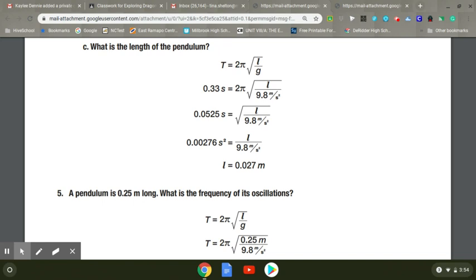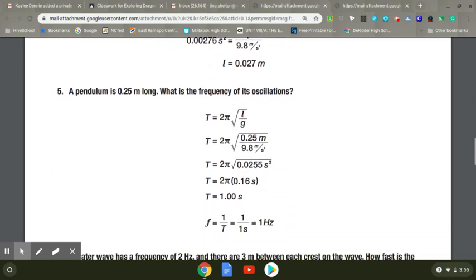In this one, it says, what is the length of the pendulum? Length is represented by an L, which is a funny looking L, but it's above the G. So you have period equals 2 pi square root of length over g. And g is your acceleration due to gravity that we've already talked about a little bit. We know that our period was 0.33 seconds. So we say 0.33 seconds equals 2 pi times the square root of L over 9.8 meters per second squared. You do your math out, and you end up getting that the length is 0.027 meters.